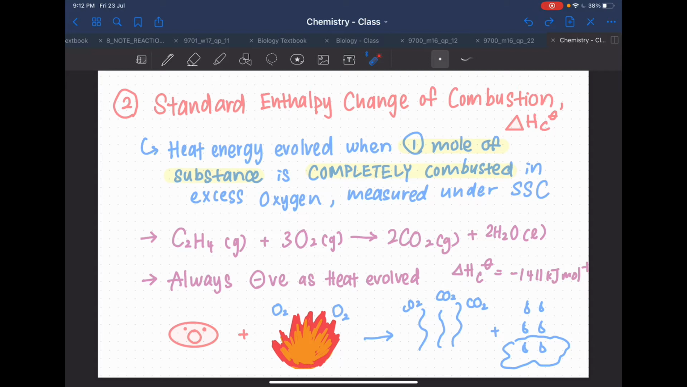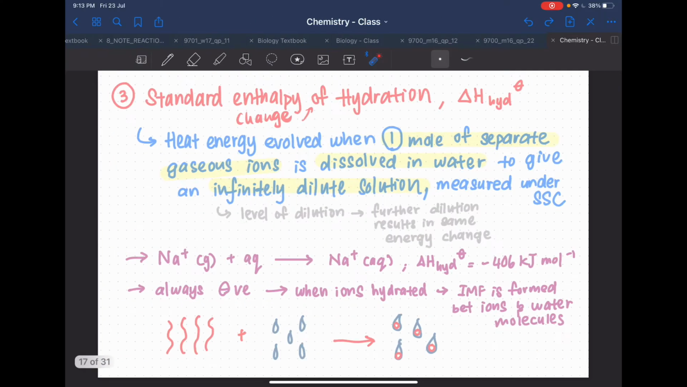Enthalpy change is always negative because heat is evolved during combustion. Because it is burning something, it must necessarily be releasing heat energy out to the surroundings, and therefore it must be a negative enthalpy change, and it is an exothermic reaction.